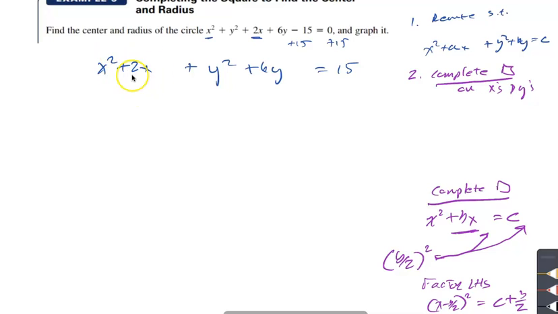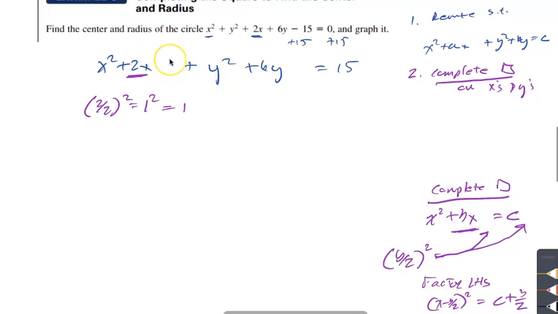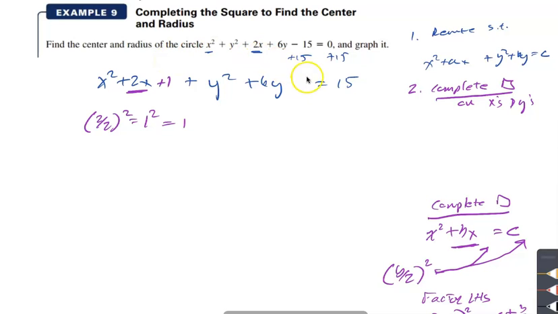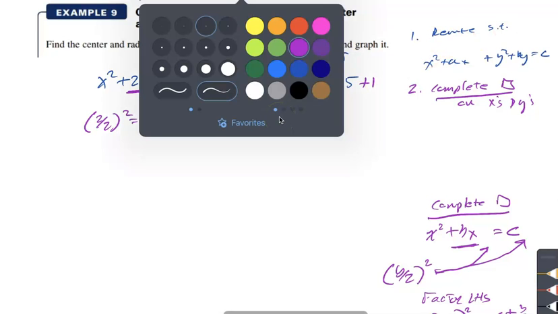So over here, let's do the x's first. We're going to get the middle term, which is the b term, 2 here, and divide it by 2 and square it. So I'm going to get 1 squared, which is 1. We're going to add it to this side, and whatever I add to this side, I have to add to this side. So you get that.